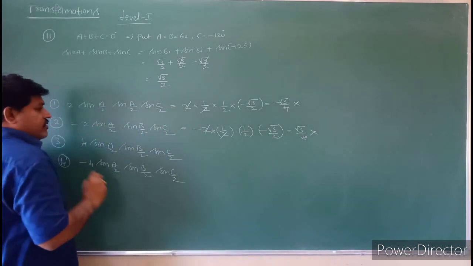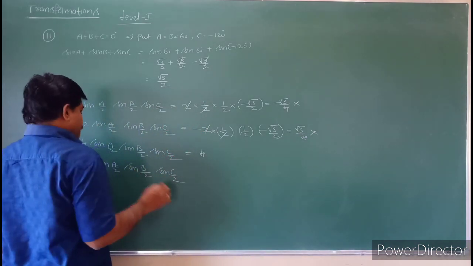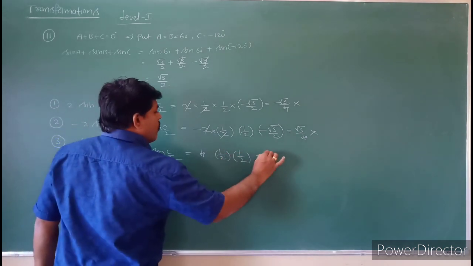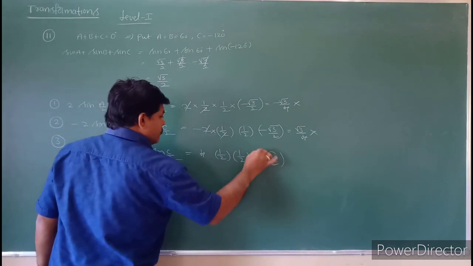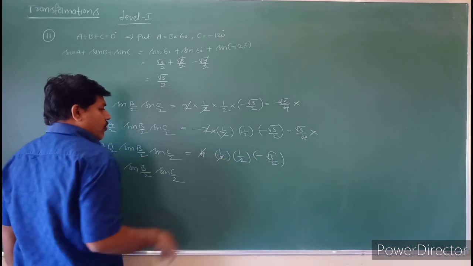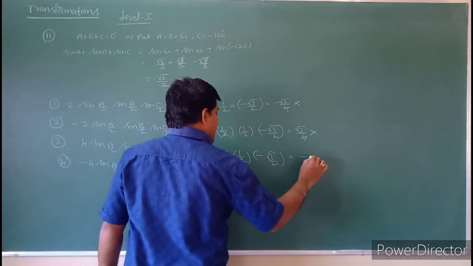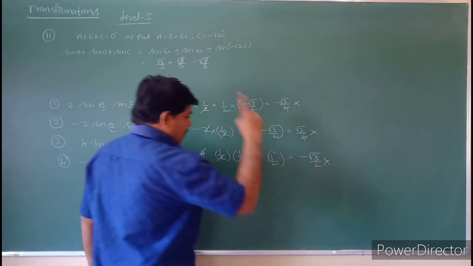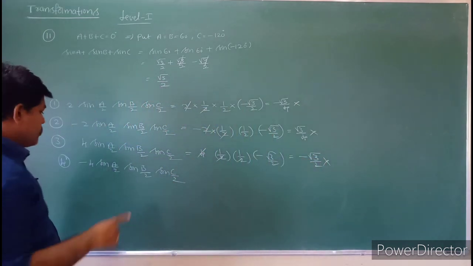So next go for this. What is this? 4 into, so same 1 by 2 into minus root 3 by 2. So what happens? 4 will be cancelled, so it will become minus root 3 by 2. But the answer is plus root 3 by 2. Okay. So see the next.